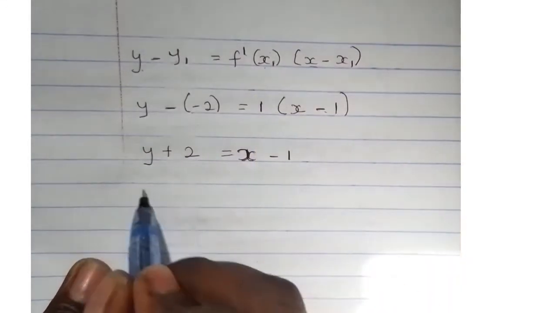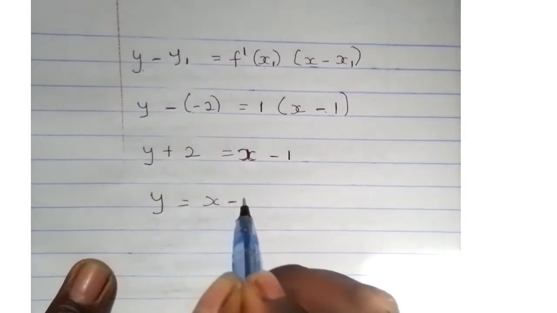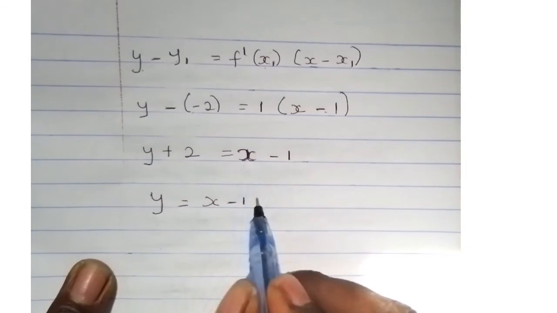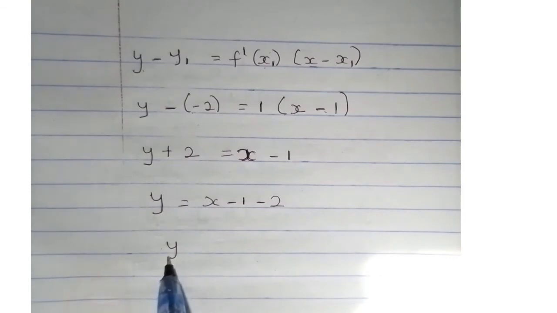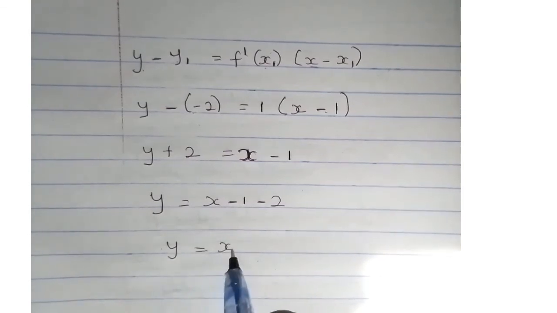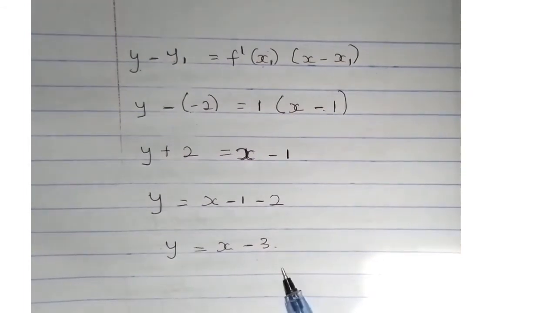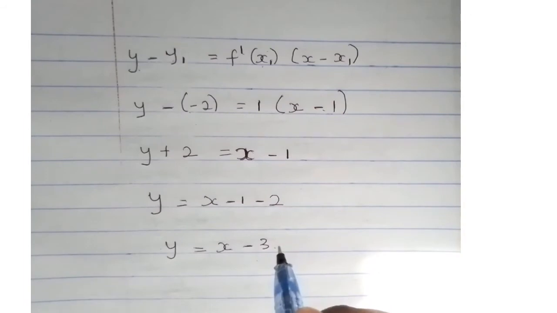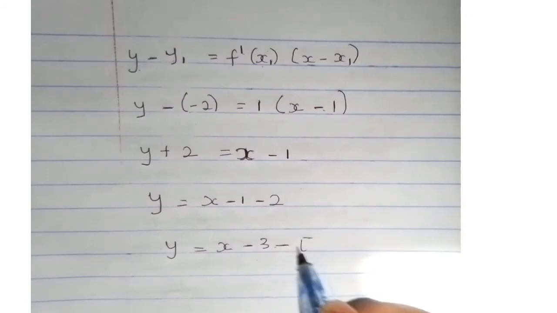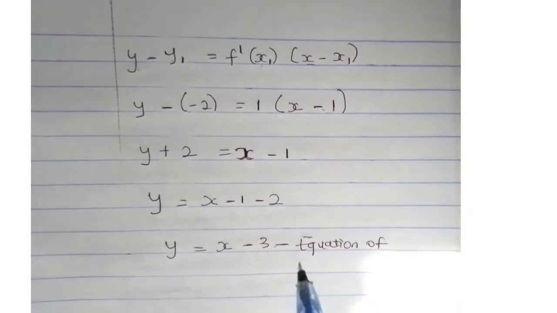So collecting it here, y plus 2 is equal to x minus 1. When plus crosses the equals sign it changes to minus, so we have y is equal to x minus 3. So this is the equation of the tangent. You can write this as the equation of the tangent.